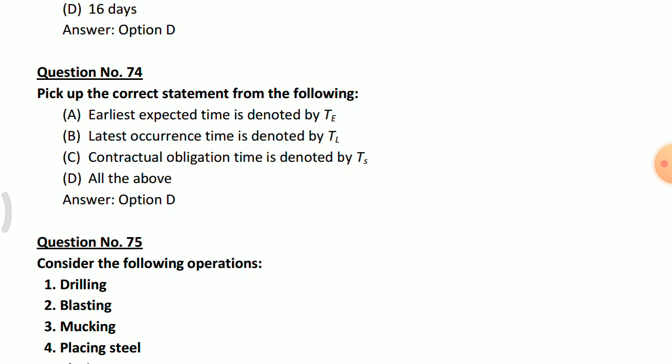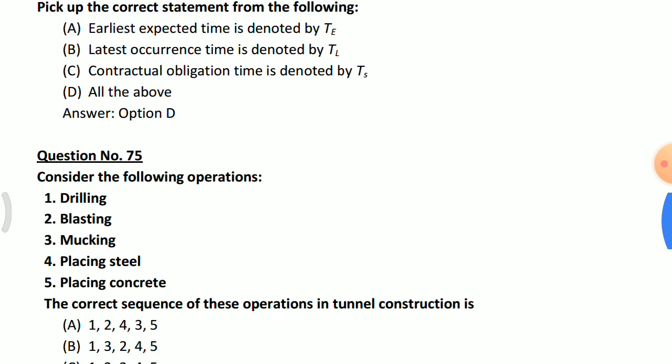Earliest expected time is denoted by TE. Latest occurrence time is denoted by TL. Contractual obligation time is denoted by TS.